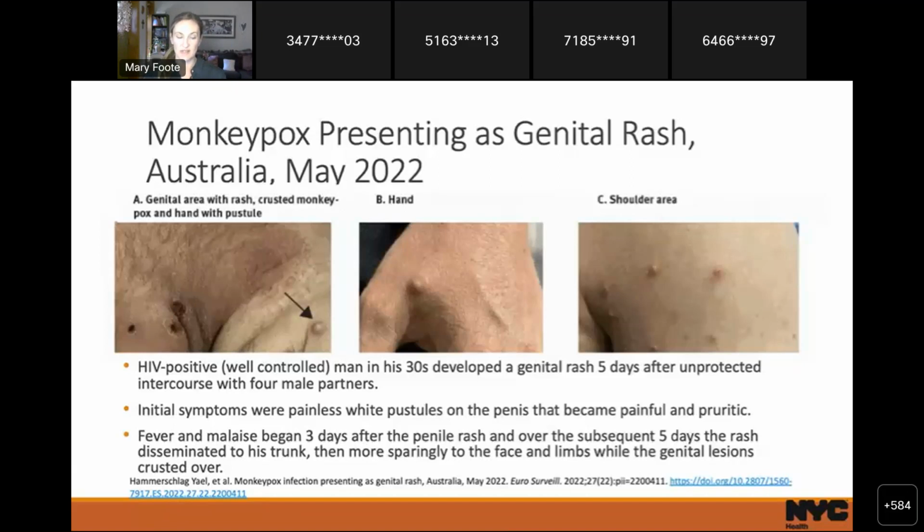And then the rash did disseminate to the trunk and more sparingly to the face and limbs, while the genital lesions crusted over. So those are all sort of atypical features in terms of the spread and distribution, and also the fact that they were seeing the rash in different phases of evolution. As you can see, these are very classic looking lesions, really firm and deep-seated lesions that are like little BBs under the skin. So that is still a pretty classic lesion.